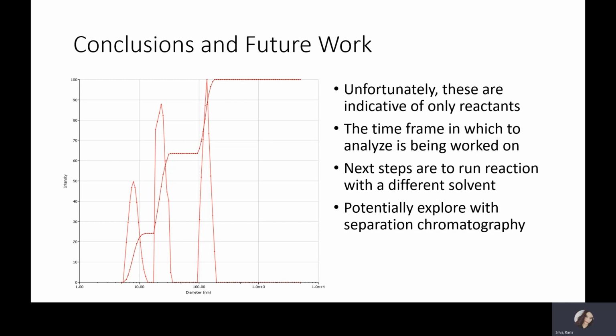However, I am still working on modifying what timeframes to analyze. I'm pretty confident that I can get that pretty soon, and that way I can start really working on it a little bit more. After that, I plan to change the solvents. The immediate one that I'm thinking of is cyclohexane, and I'll see if that has any effect. I'm also thinking about potentially exploring my aerogels, or at least the ones that I've run, with separation chromatography, just to verify that I do indeed have different particles in there.